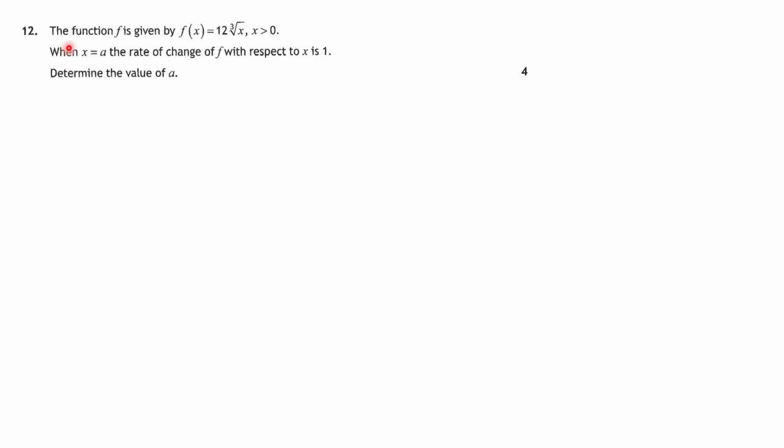Question 12. The function f is given by f of x equals 12 times the cube root of x. When x is a, the rate of change of f with respect to x is 1. Determine the value of a. So the first thing we've got to know is that the rate of change of any function with respect to x is given by its derivative, in this case f dashed of x. So we've got to differentiate f of x.